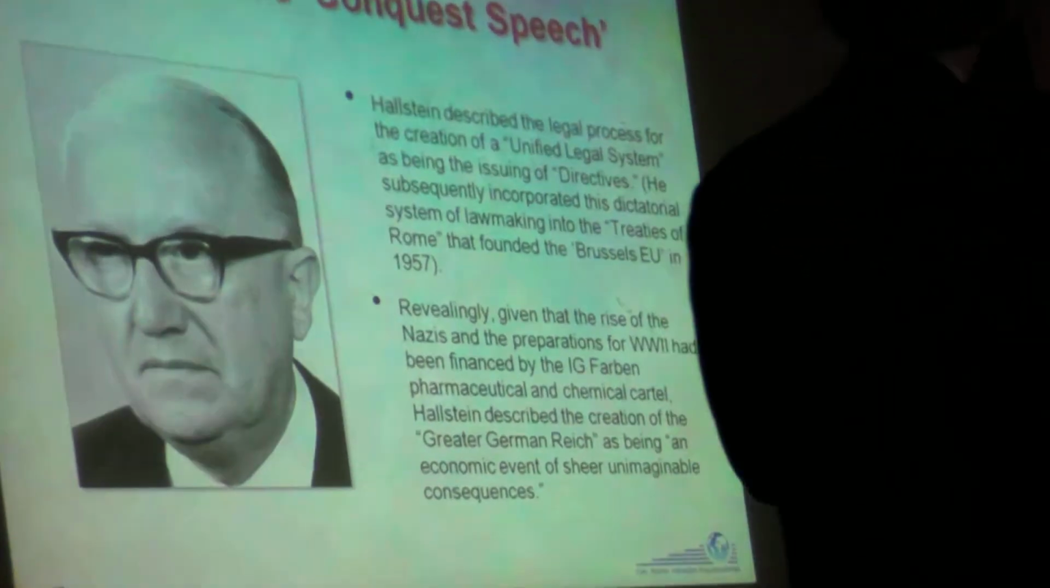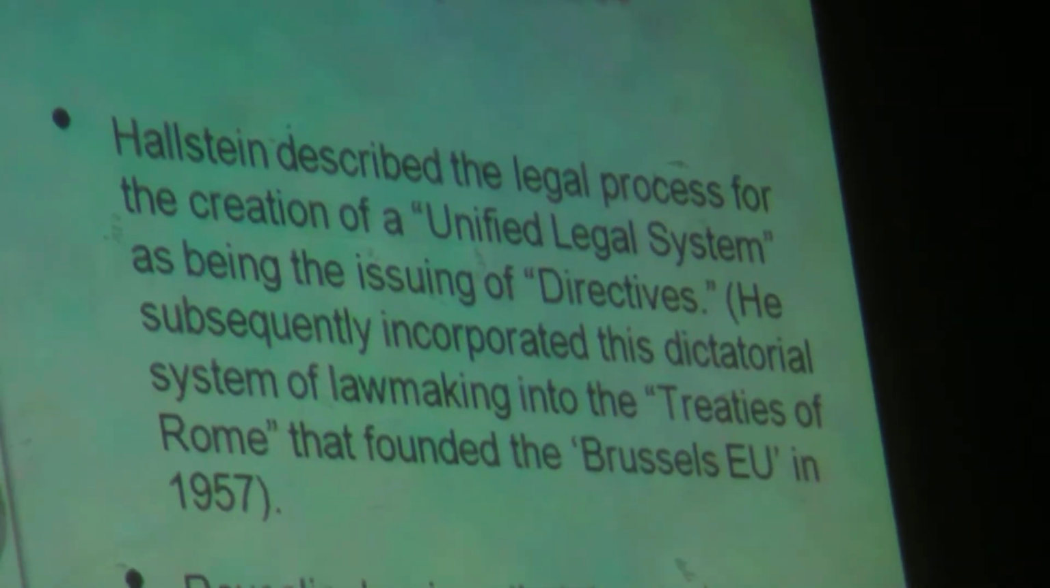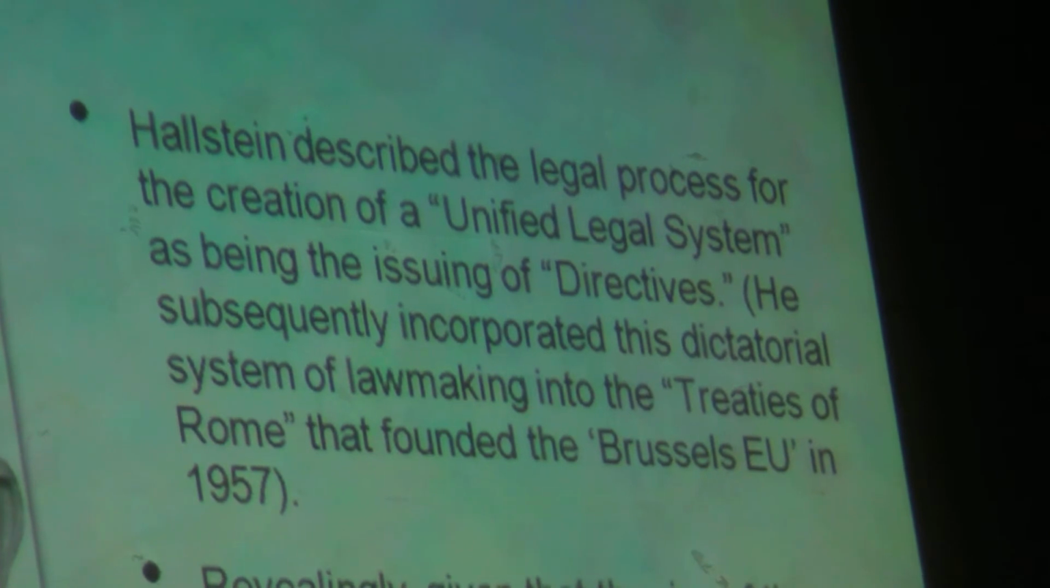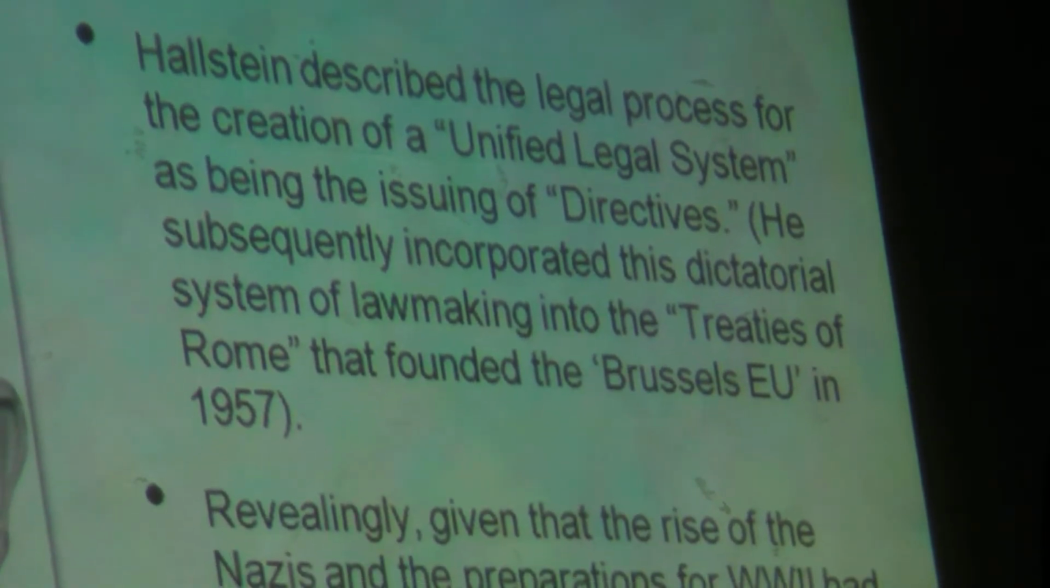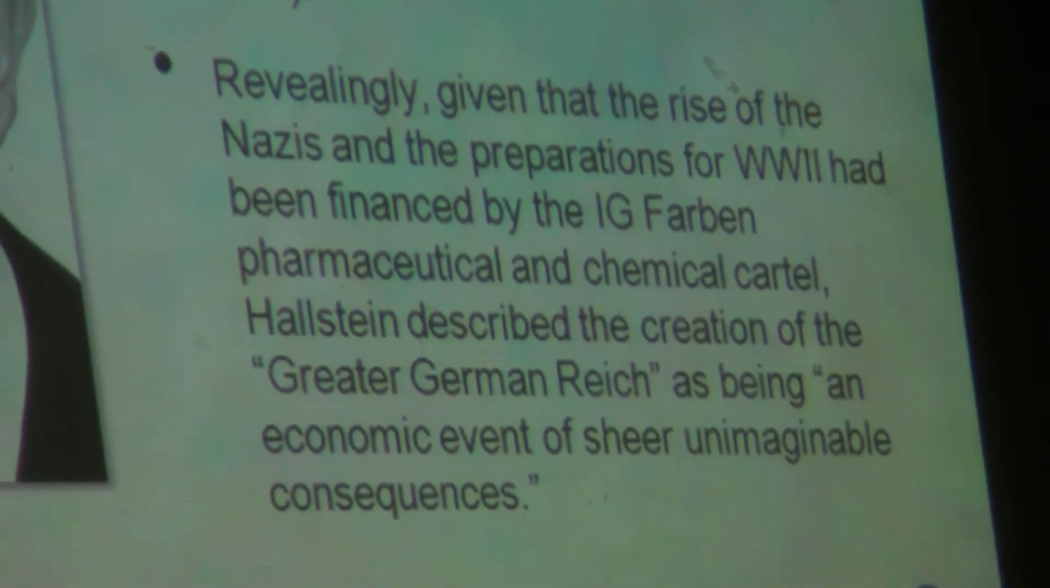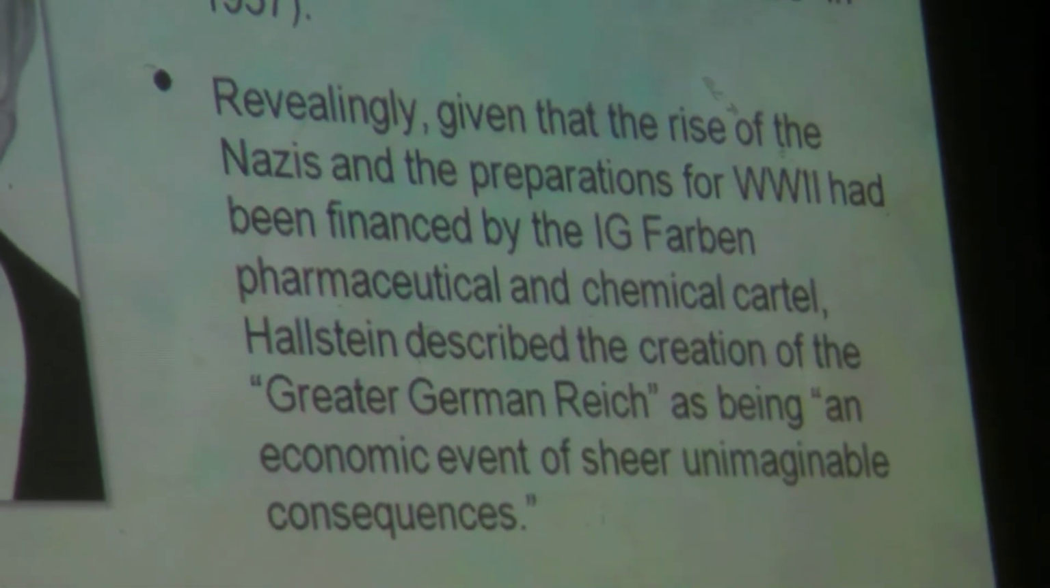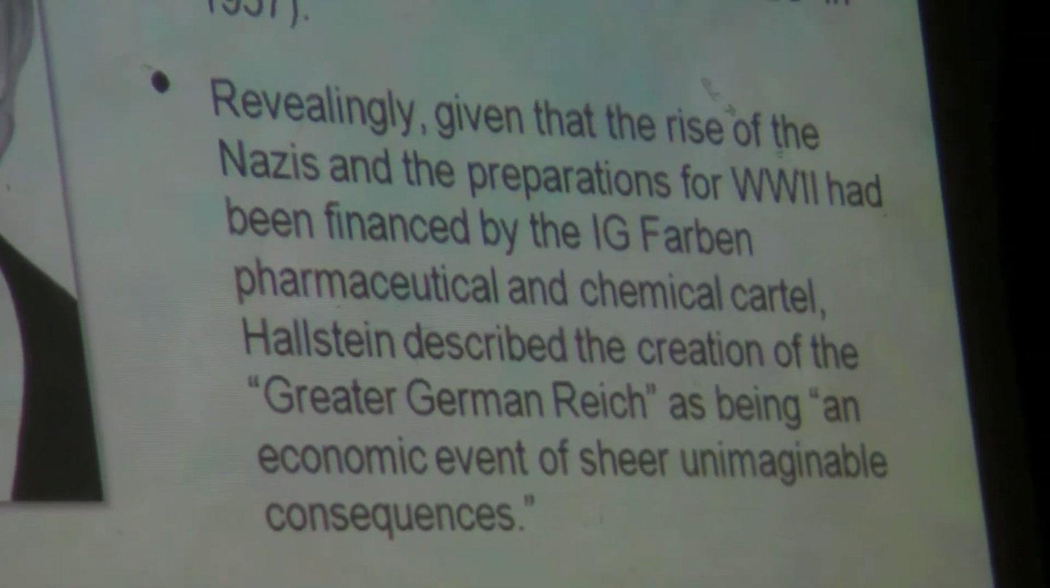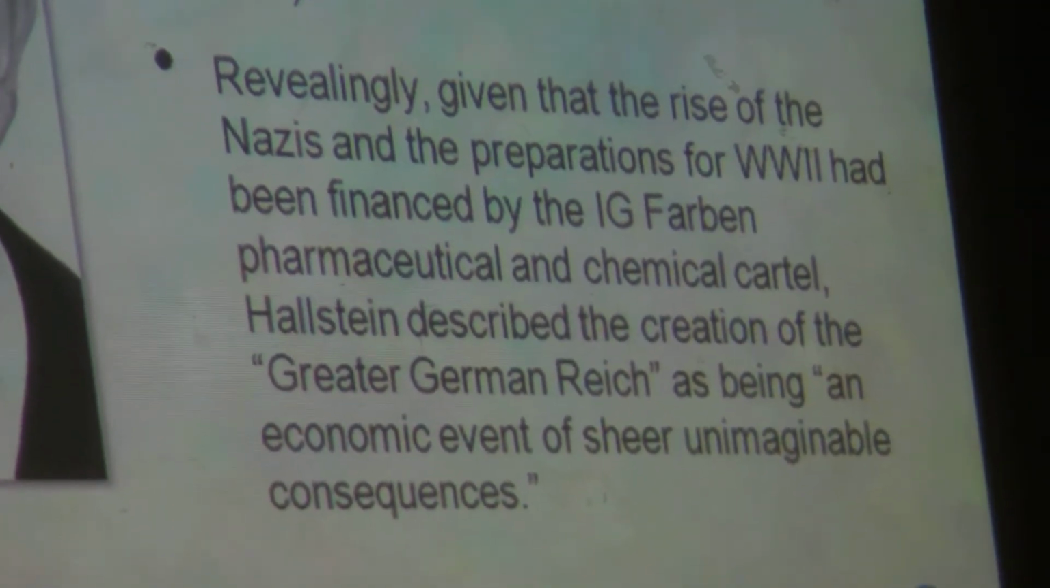Interestingly, he also described the legal process in Greater Germany for the creation of a unified legal system as being the issuing of directives. So this ties in with what we saw in Arno Scholte's book, where the system of directives was expanded upon at some length. So we know that it wasn't just Scholte saying this. Hallstein was aware of this, and he included a whole section on this in this speech. And of course, subsequently, when he became the founding president of the EU, he incorporated this dictatorial system of lawmaking into the treaties that founded the EU.